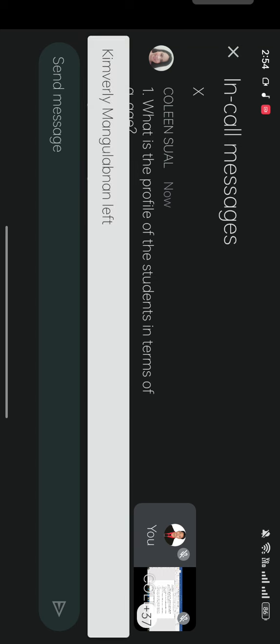Okay. So what is the profile of the students in terms of age, socioeconomic status, and grade in English? This is how you should have written it. Sorry, I committed an error. Age, socioeconomic status, and grade in English. That's how you write it. So that is your first question.